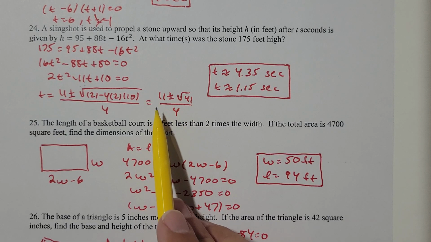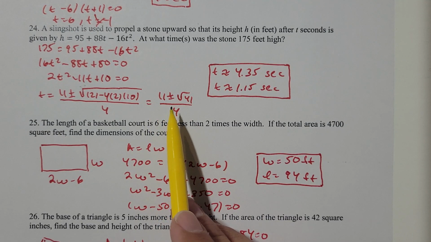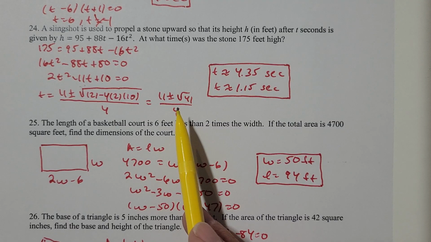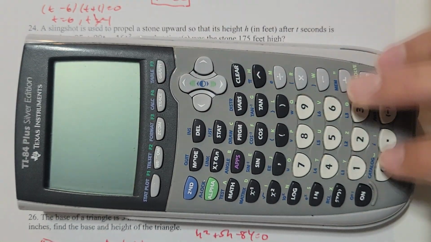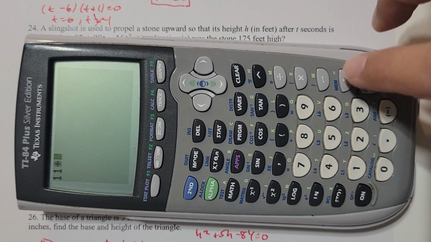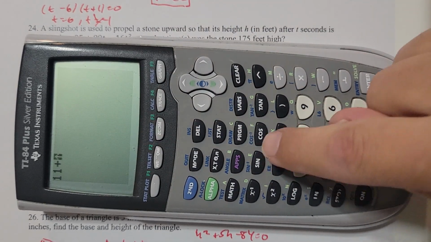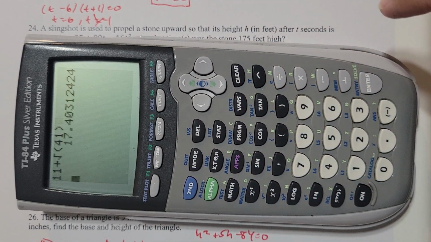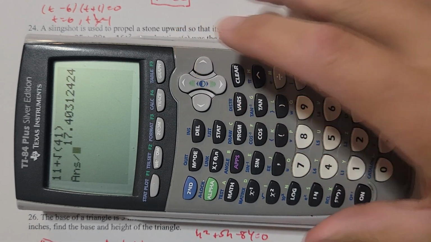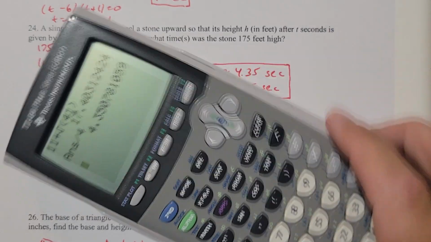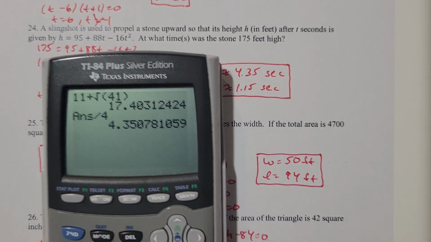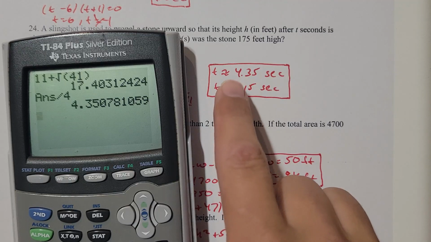So now this would be as simplified as I can get things. But now I'd want to go to the calculator next and type this in. Okay, so let's do that. If we take 11 plus the square root of 41 and then divide that by 4, we get 4.35. That's going to be one answer there.